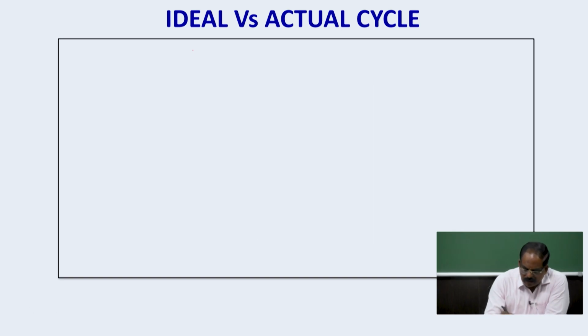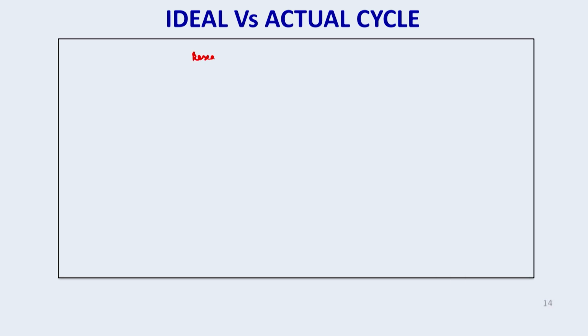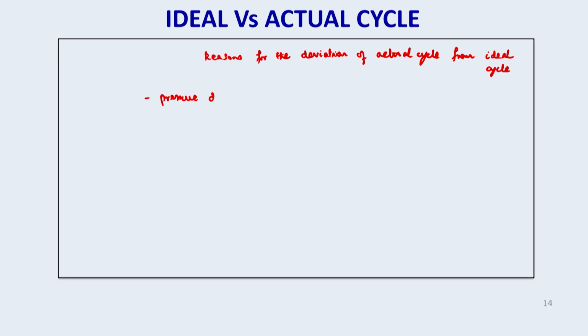So if you see the reasons for the deviation of the actual cycle from the ideal cycle, first, pressure drop in the suction valve and suction line.